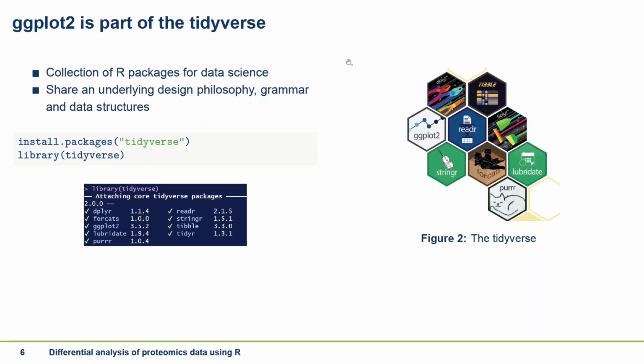ggplot2 is part of the tidyverse, which is a collection of R packages for data science, and they share an underlying design philosophy, grammar, and data structures. You can see here that while installing tidyverse, you're actually installing 9 different packages, which are listed here. We will focus on ggplot2 in this course, but we will also need some of the others to prepare our data for ggplot2.